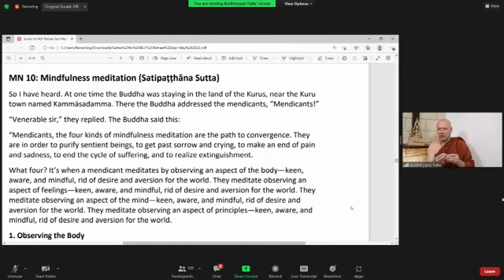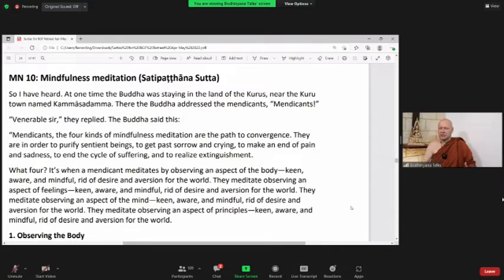Then you have the 31 parts of the body, number 4. Then you have the 4 elements, number 5. And then finally, you have the cemetery contemplation. So there's 6 kind of ways of doing the body contemplation according to the Satipatthana Sutta.